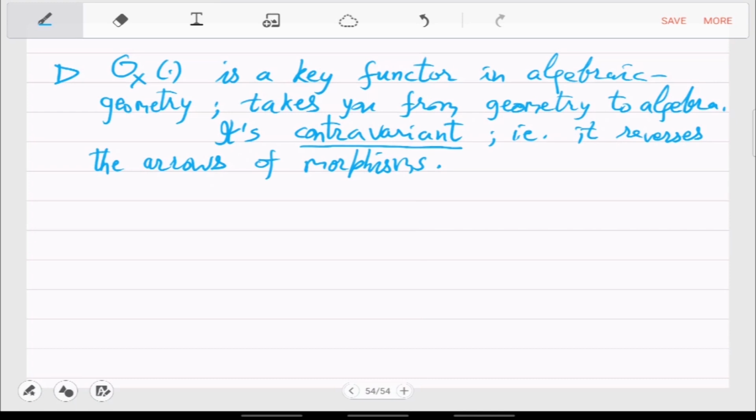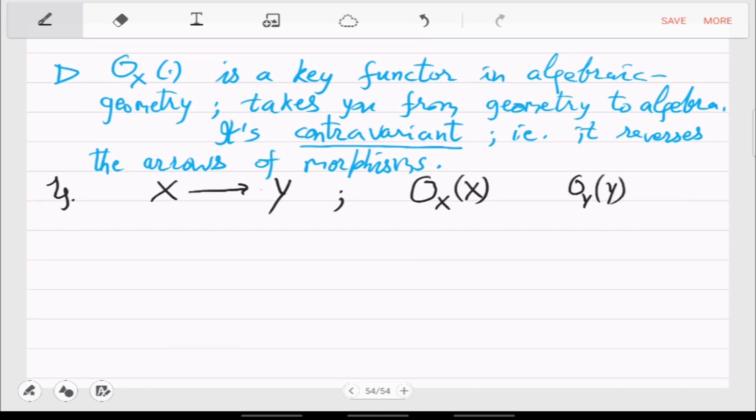So, for example, if you have a morphism from some affine variety X to affine variety Y, then what can you say about O_X, say we first apply it on the whole thing. So, what can you say about O_X(X) and O_Y(Y)? So, when the arrow goes from X to Y, then after applying O the arrow will be reversed. Okay, so, the arrow will go from here to here.